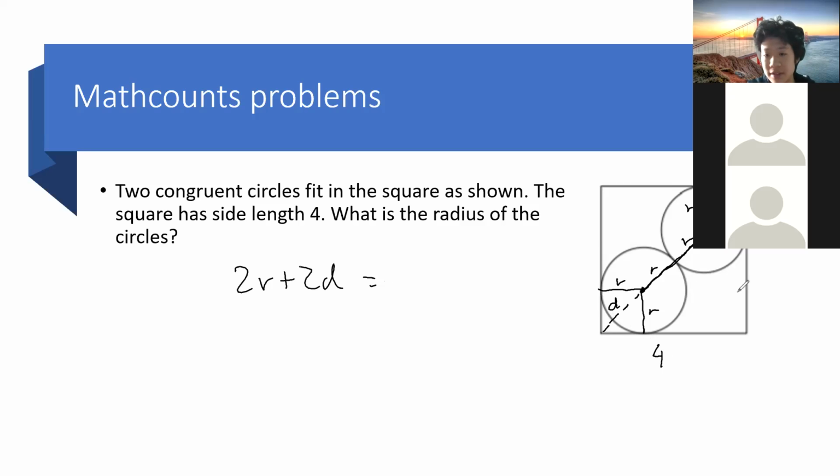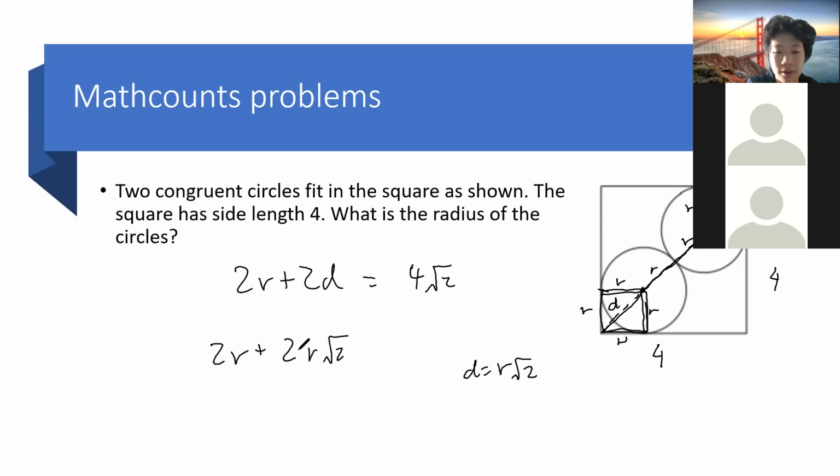And we know what that is because the square has side length 4. So the diagonal is going to be 4 times the square root of 2 if we see this right triangle right here. Okay? So we know that 2R plus 2D equals 4 square root 2. Now we've got to find what D is, right? So what is D? Well, if we see here, we've got squares of side length R, and D is the diagonal of this square. So D is going to be R times the square root of 2. So if we do this, 2R plus 2 times R square root 2 equals 4 square root 2.